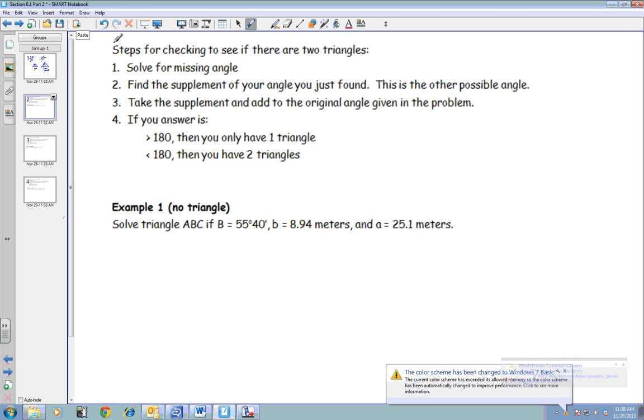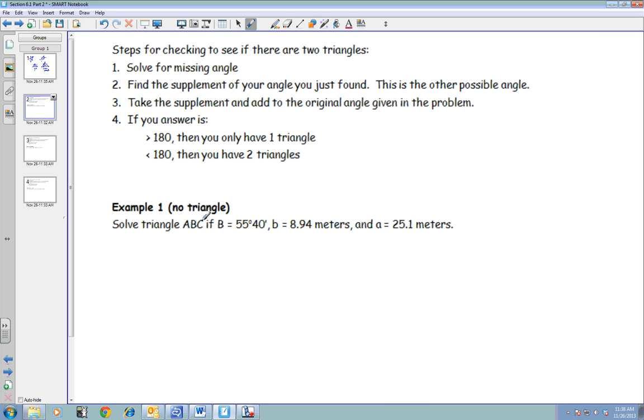Step 1 says solve for the missing angle. In example 1, I'm supposed to solve triangle ABC. I have angle B, side B, and side A. What would be my missing angle? My missing angle has to be angle A, because I have side A but no angle A. So let's solve for that missing angle.